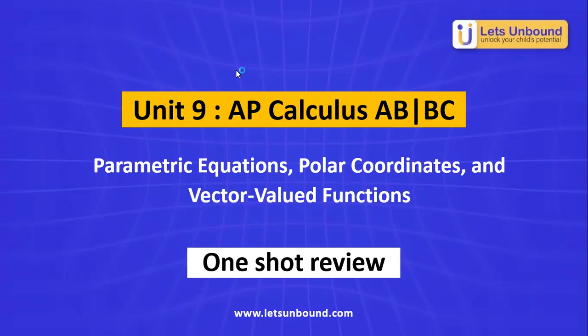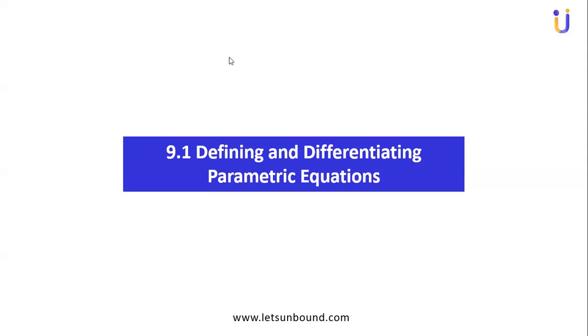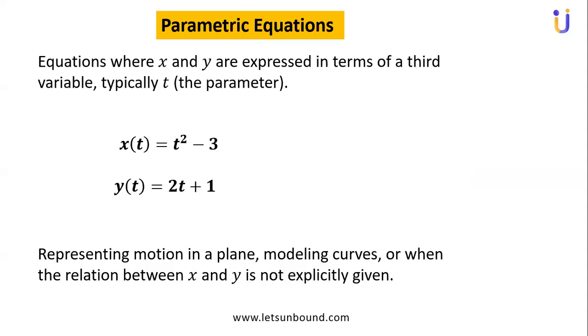So let's get started. First, defining and differentiating parametric equations. What is a parametric equation? Usually we will have y equal to x squared, something like this. But now x and y are expressed in terms of a third variable. Usually we will use the t variable, the parameter. So x of t is t squared minus 3, y of t is t plus 1 or sine t. Basically, x and y means it's Cartesian, but parametric means x and y are expressed with another parameter, right?